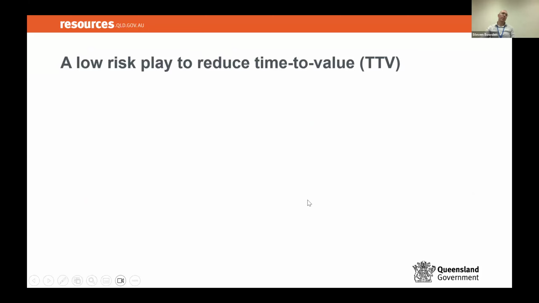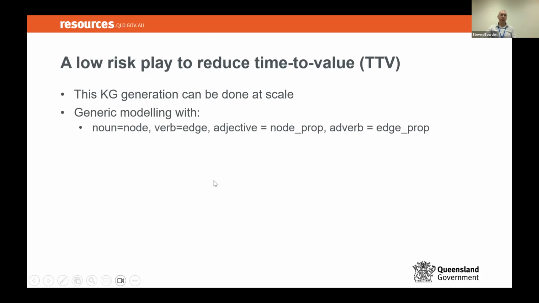So I see it as a low risk play to reduce the time to value, because you've got lots of data that we want to work with, and sometimes going into data can be a high risk activity because it takes time. You think, well, if I have to go through 1,000 reports, it's going to take forever. How do I accelerate that to see if there's anything worth pursuing, just to give that little nudge in the right direction? This is one of those options where you can generate knowledge graphs at scale, and you can even apply generic modeling approaches to it.